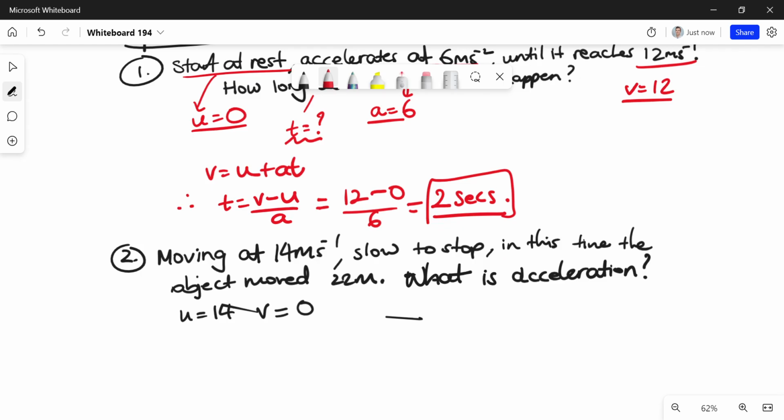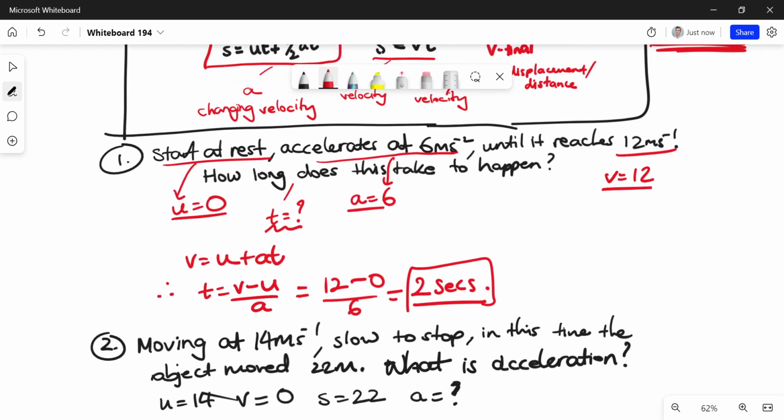Jeez, it's getting more chaotic by the second, but we're just going to push on. And then the other thing I can sort of read here is that it has done that in a time where it's moved 22 meters. So S is equal to 22. And the question is saying, what is the acceleration, which is A? Yes, there we go. Wow, it's on a bit of a delay there. So U is 14, V is 0, S is 22, and I want to find A.